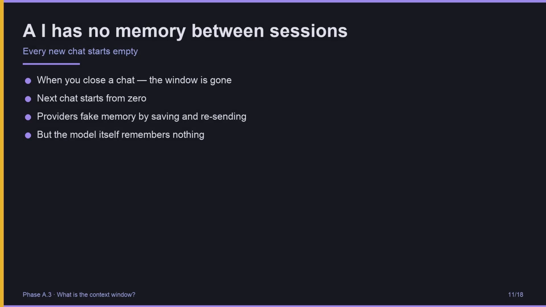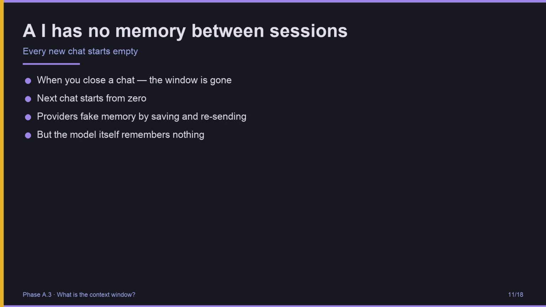Here is something that surprises people. AI has no memory between sessions. When you close a chat, that window is gone. Your next chat starts from zero, the model has no idea who you are or what you talked about before. Providers fake memory by saving past conversations and quietly resending them in your new chat. But the model itself remembers nothing.